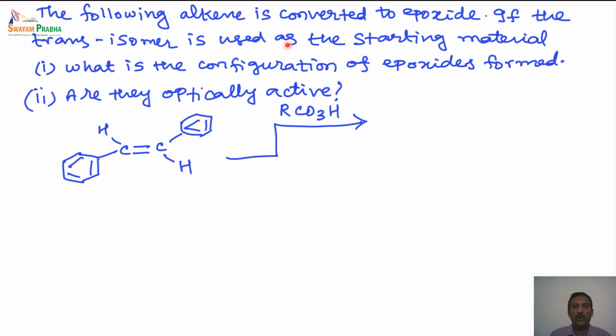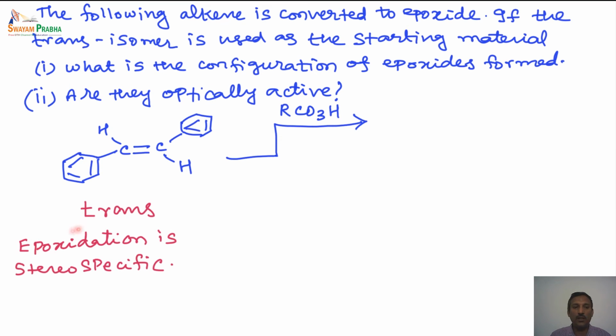Now the next question is, the following alkene is converted to an epoxide. So this is an alkene having a trans position, a trans isomer. This is treated with peracids. So when it is treated with peracid, what is the configuration of the epoxide formed and is it optically active? These are the two things we have to answer for this particular reaction.